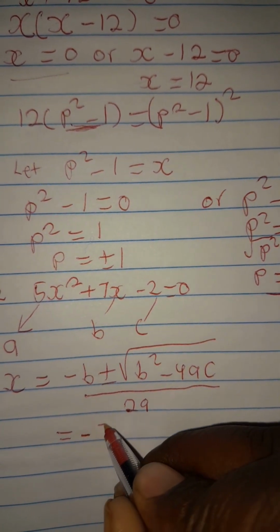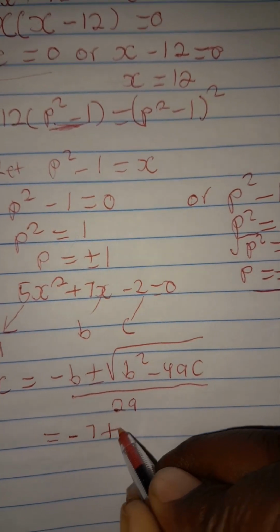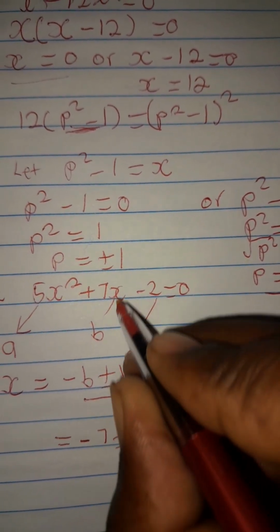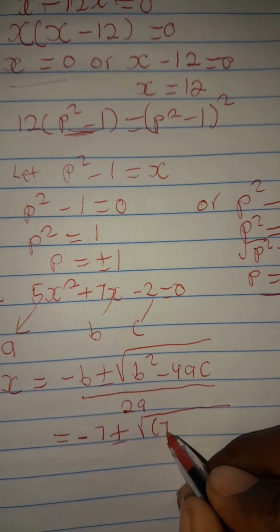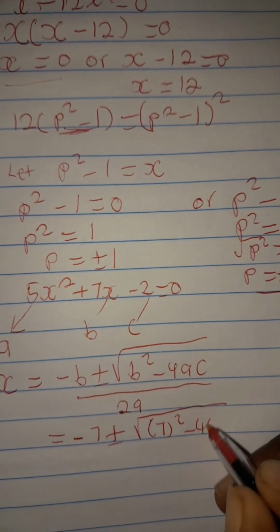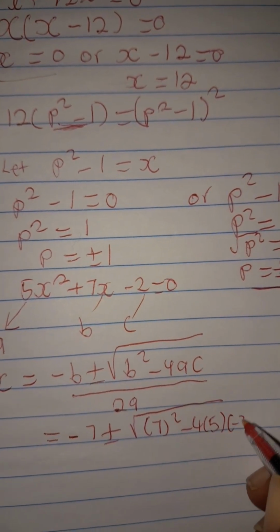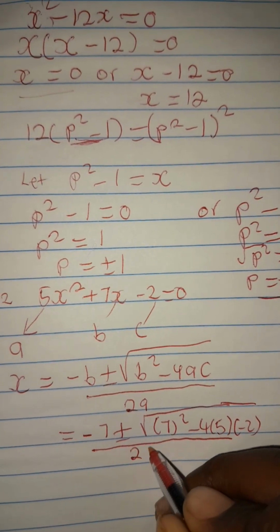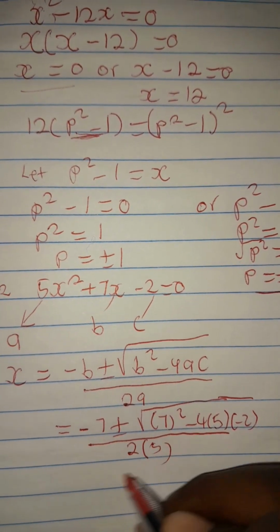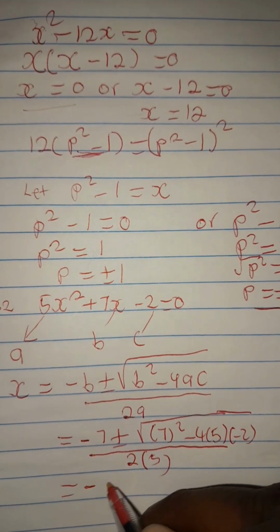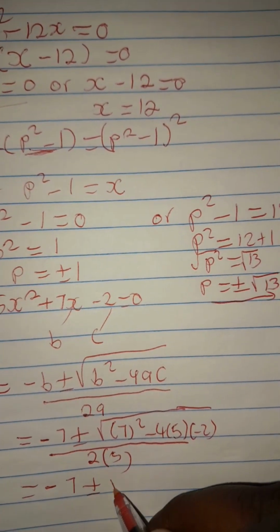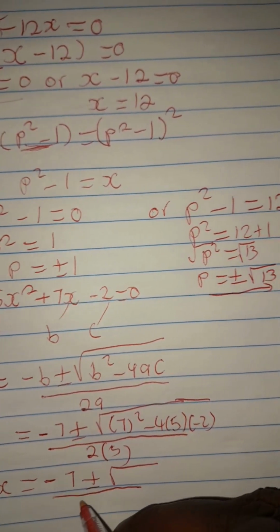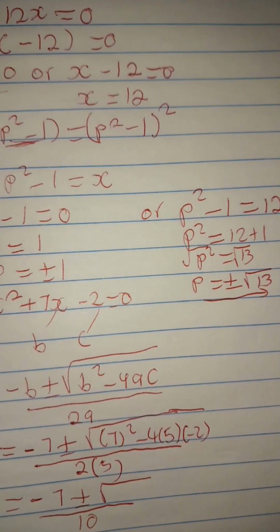That's the formula. Then what is our b there? Our b is going to be minus 7 plus or minus root. Remember that this is what we call a discriminant. Then our b is going to be 7 squared, our a is going to be 5, our c is going to be negative 2, divided by 2a. Our a is 5 there. Let's work out negative 7 plus or minus root, then 2 times 5, that's going to be 10.